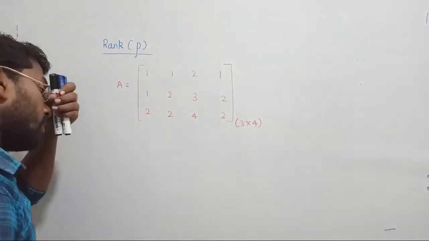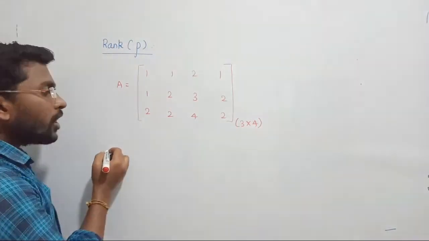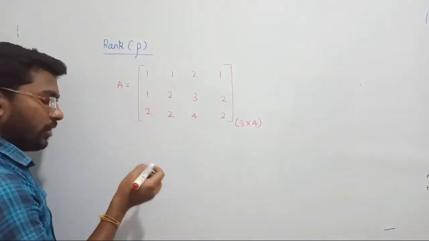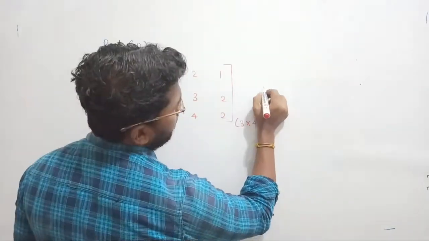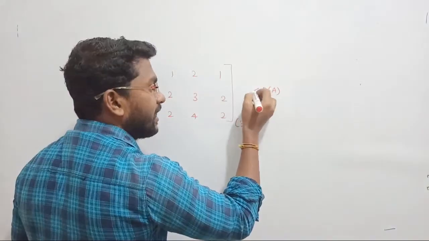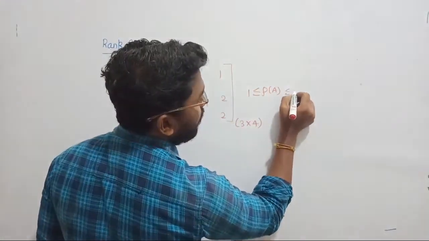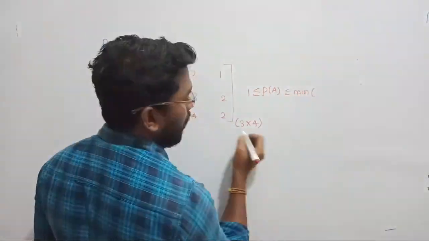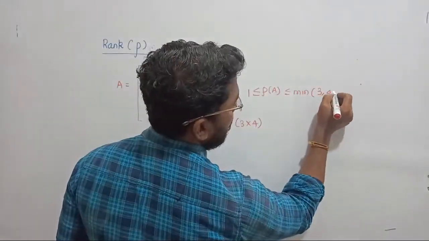How will you find out the determinant? Let's see. In order to find out the rank of the matrix, the question is the rank of the matrix. Anyway, we all know the possibilities. Possibility what? At least it has to be equal to 1, and at max it can go up to the minimum value of the order of the matrix, that is 3, 4.